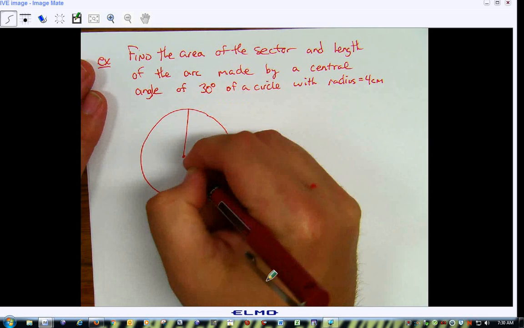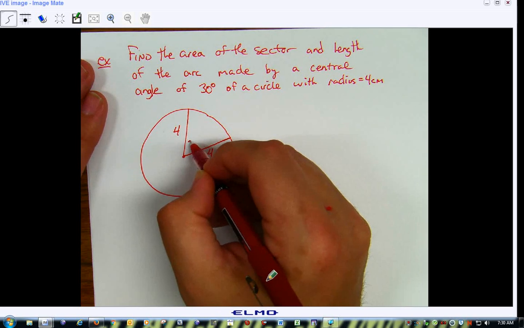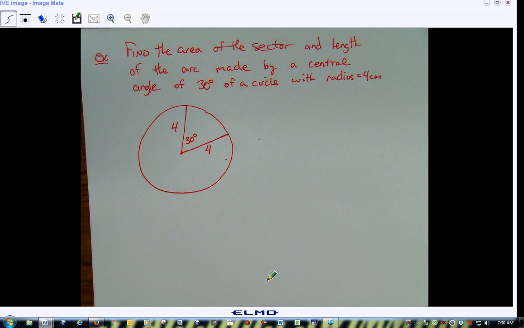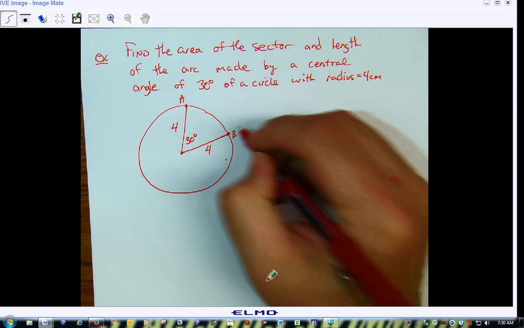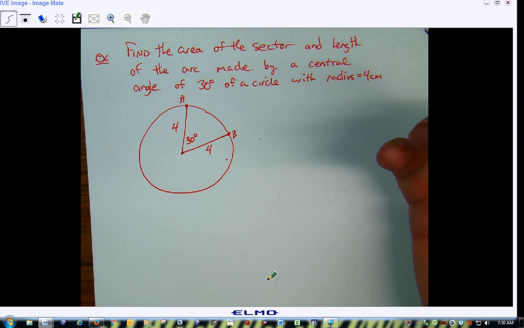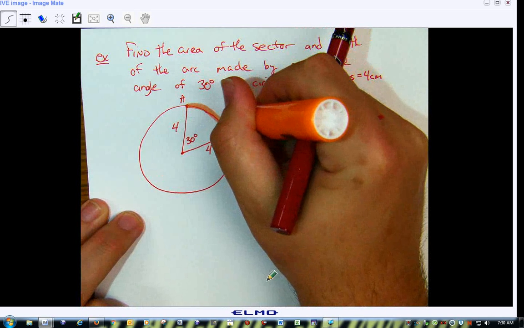So I know that's a 4, that's a 4, that's 30 degrees. Now, if you want to, you can put A and B right here. It didn't really ask for that, but what we're trying to find now is the length of the arc, which is right there, and we want to find the area of the sector, which is going to be that wedge.